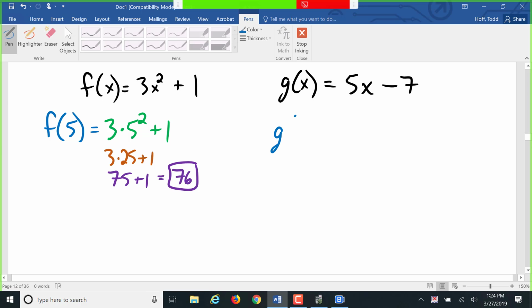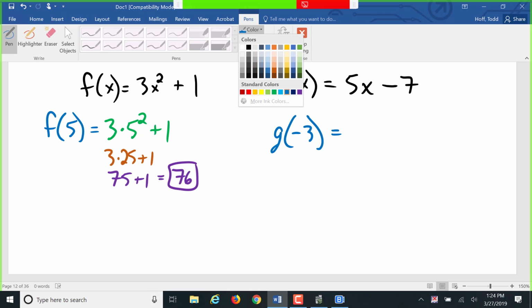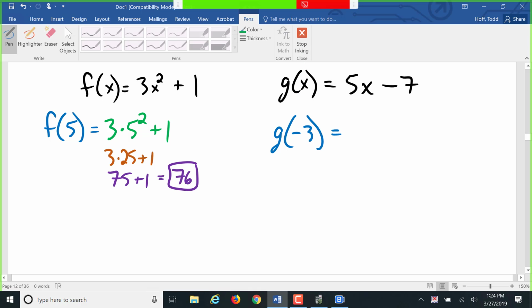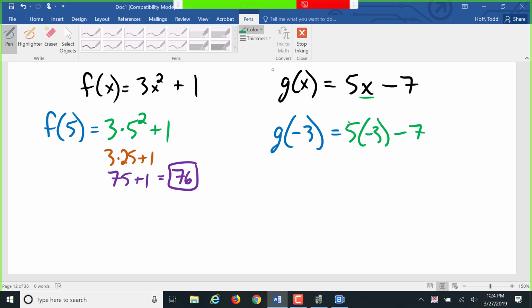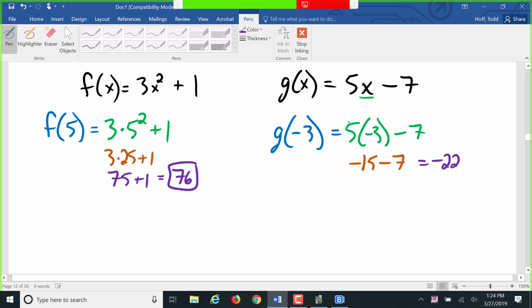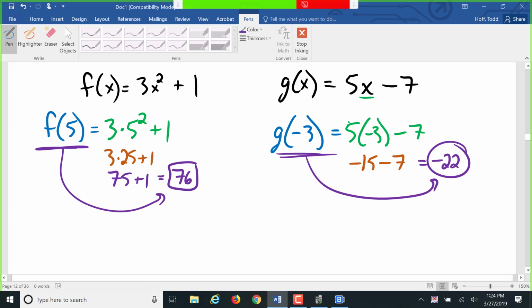What if I ask you for g of negative 3? How am I going to do that? Yeah, we replace x here with negative 3. That's 5 times negative 3 minus 7. 5 times negative 3 is negative 15. Minus 7 is negative 22. g of negative 3 is negative 22. f of 5 is 76.